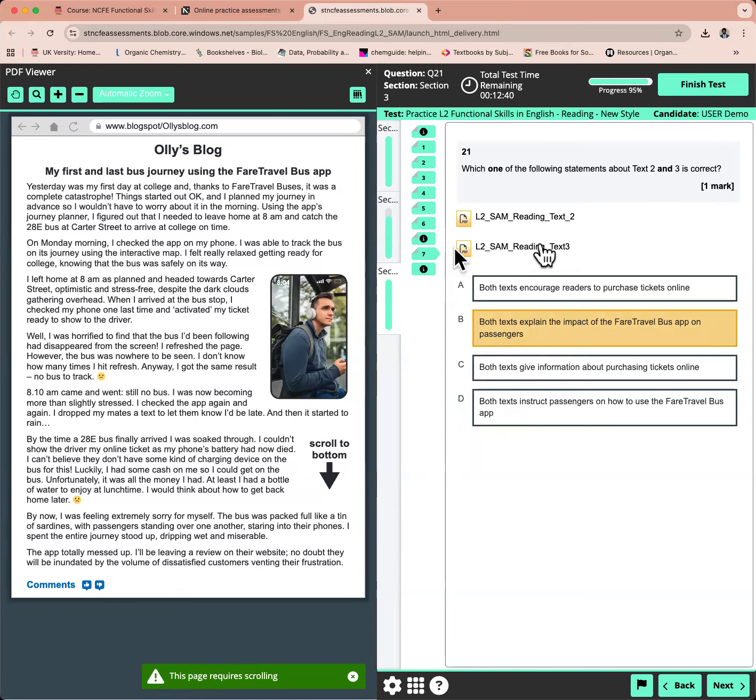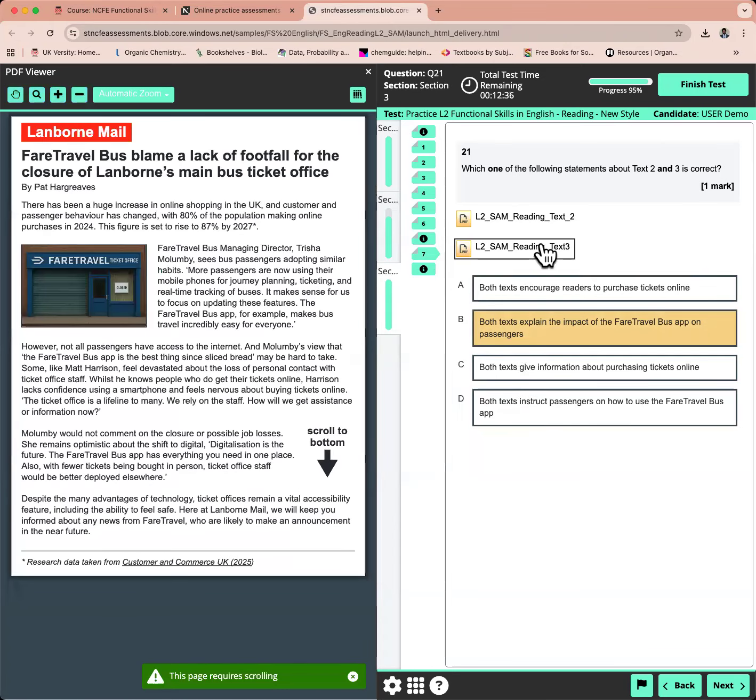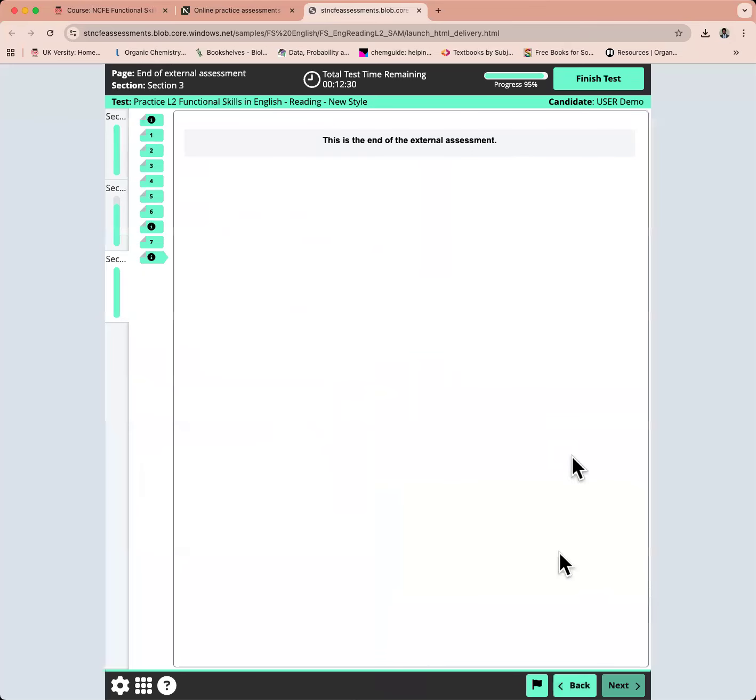But the other article talks about the impact it is having on the local bus office, and why people are shopping online. So this, I think, is a statement which is actually correct. And this brings us to the end of the test.